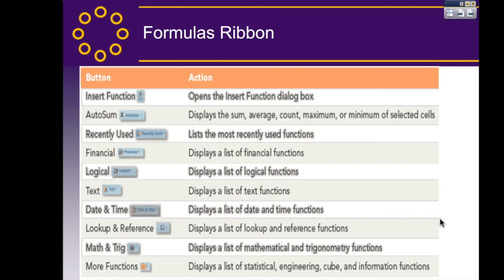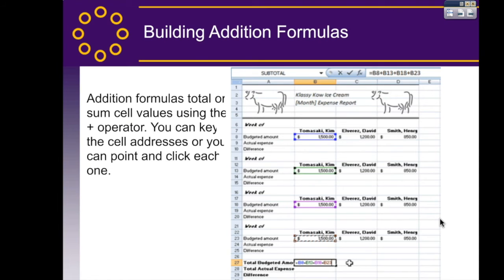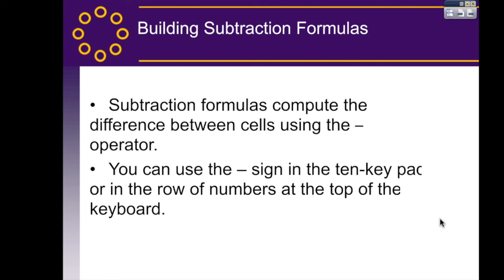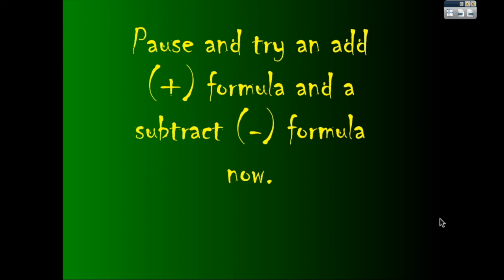Just virtually. Formulas ribbon. So that was what I was talking about, that formula ribbon at the top. So make sure you know how to build addition and subtraction formulas, right? You type the equals and a plus something, add the two cells together and try it out now and ask me questions if it didn't make sense. All right? So push pause, try it out.